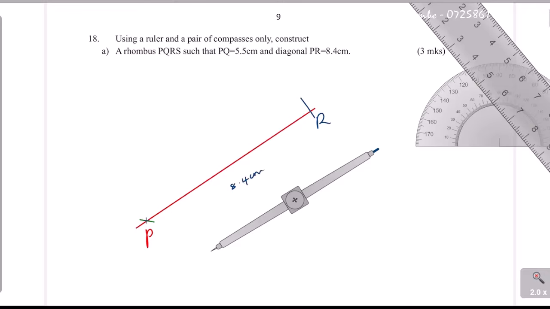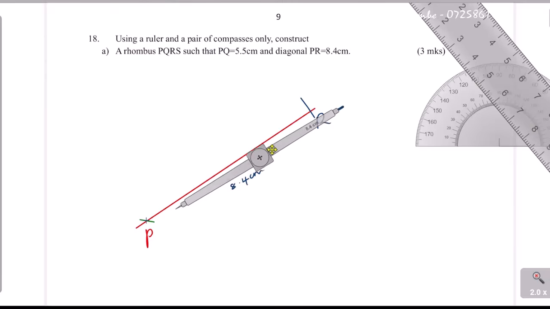Now from there, I need to complete from that line and have a rhombus. I will use the property that the diagonals of a rhombus intersect at right angles, and they intersect at the center. They're going to intersect at the center of this line PR. So I will identify the midpoint of PR, and that is very easy since PR is 8.4 centimeters. So the midpoint will be located at 4.2.